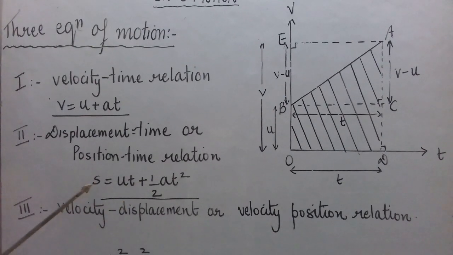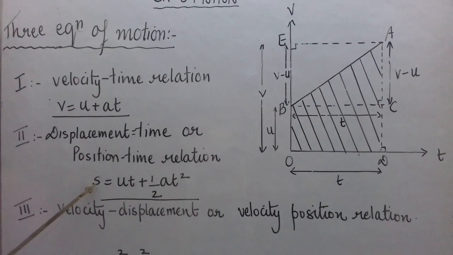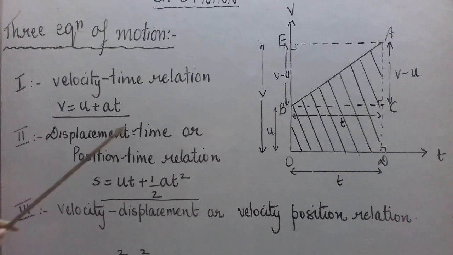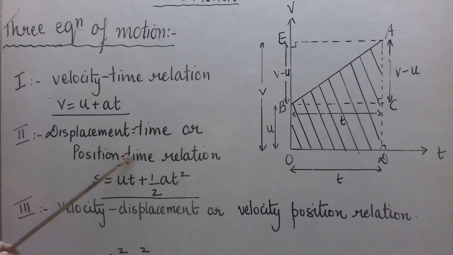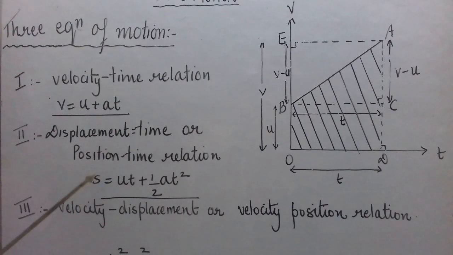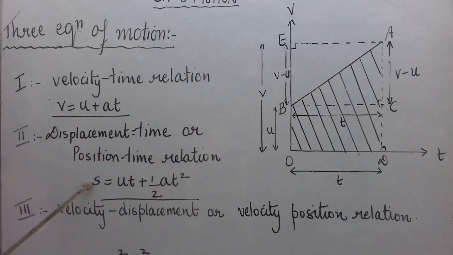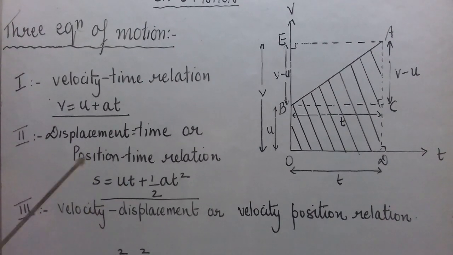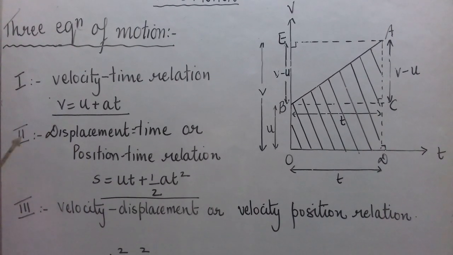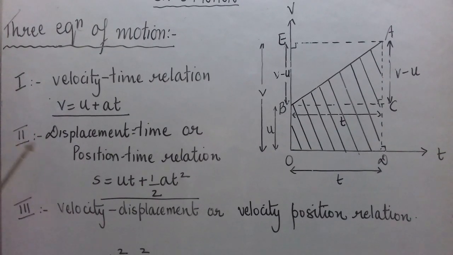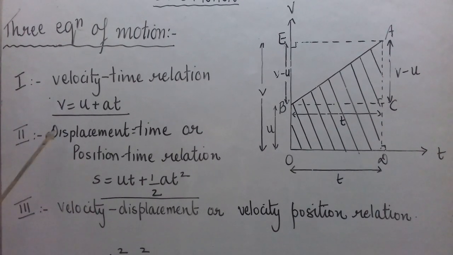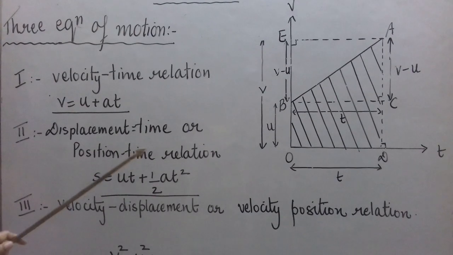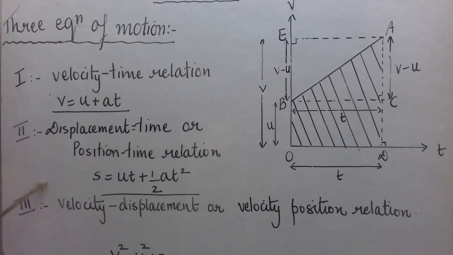The second equation of motion is s is ut plus half at square, and this equation or relation is also called the displacement-time or position-time relation, as it gives us the distance covered in time t. Now, again, if the question is derive the second equation of motion, or derive the displacement-time or position-time relation, it means the answer is the same.